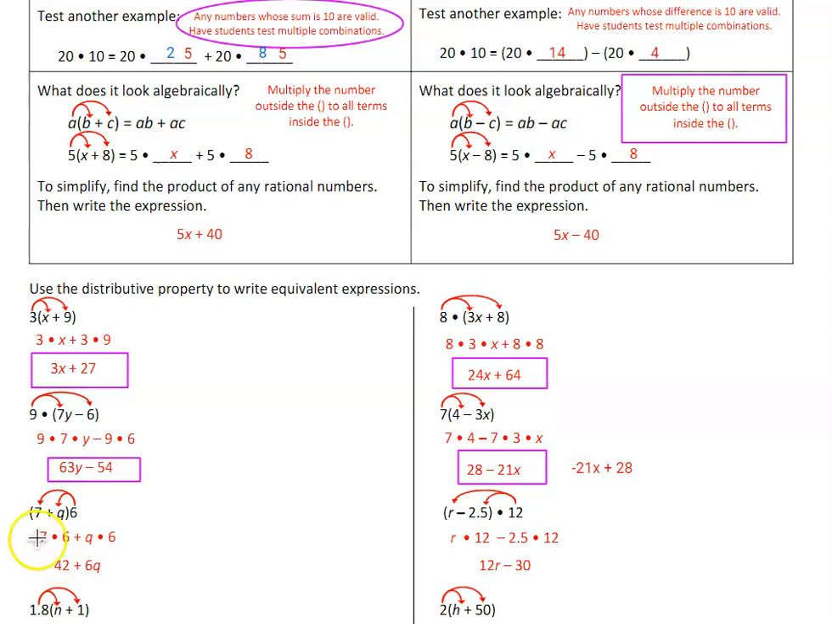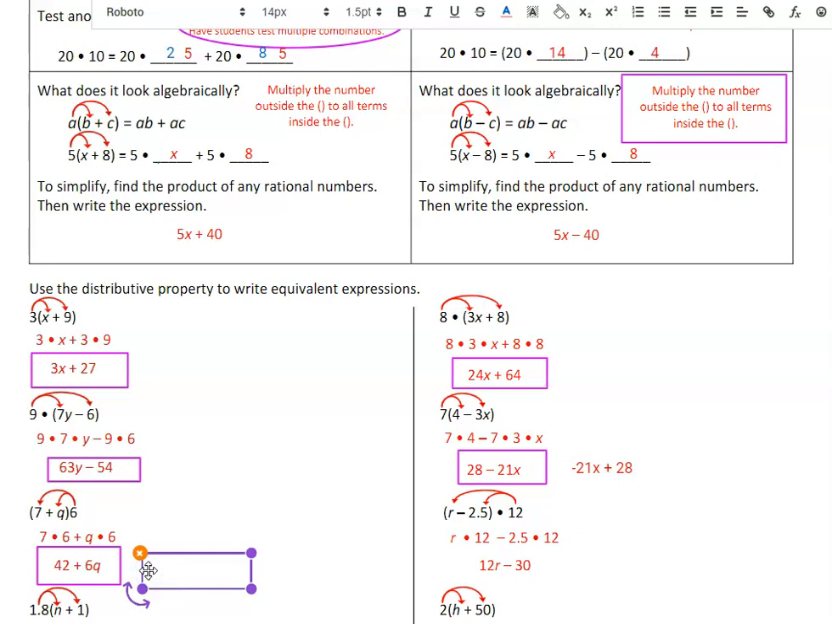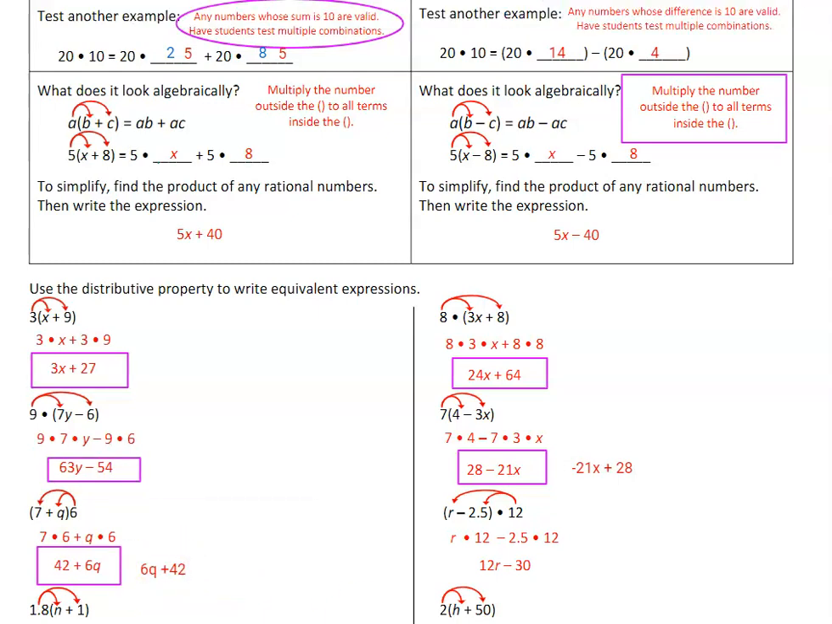Okay, for the first problem, you should have distributed 6 times 7 and gotten 42, and then 6 times q and gotten 6q. Similarly to the other problem we just did, you can write it as the 6q first plus 42. You can write it either way and it'll be an equivalent expression. On the second problem over here, you would have distributed the 12 and multiplied everything in the parentheses and ended up with a simplified answer of 12r minus 30.